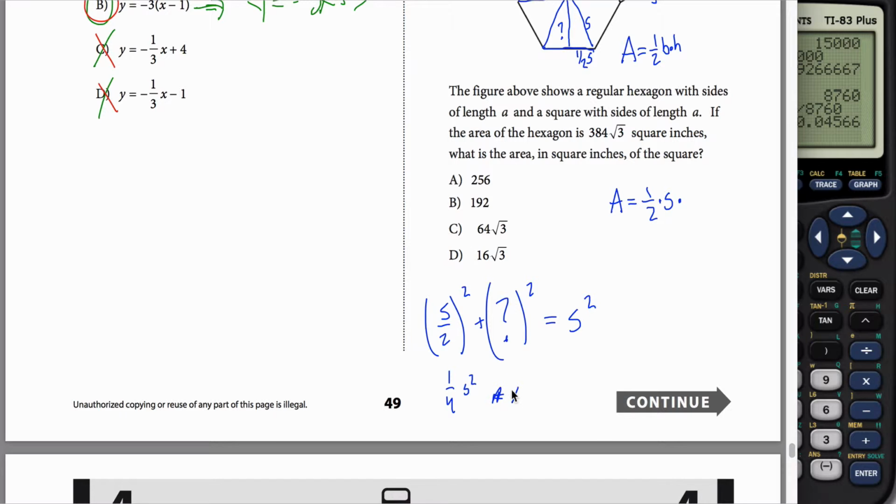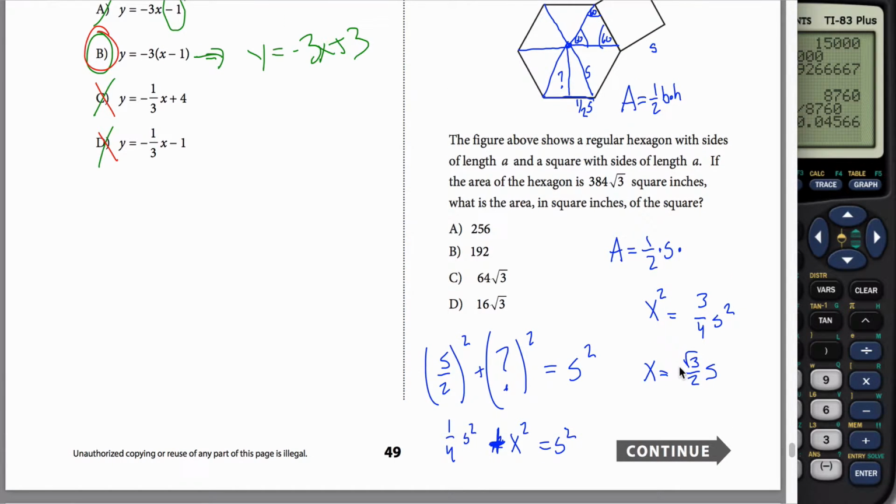Maybe instead of question marks, I'll call that X squared, and this is a plus, is equal to S squared. So I subtract 1/4 of S squared from both sides, and I get that X squared, which is the height, maybe I should have called this H from the get-go, is equal to 3/4 of S squared. So my height, which I used S for some strange reason to denote, is root 3 over 2 times S. You might have had that part memorized, but for those that didn't, I went and showed you.